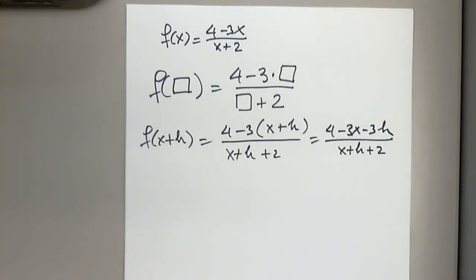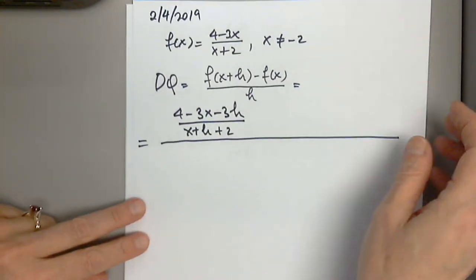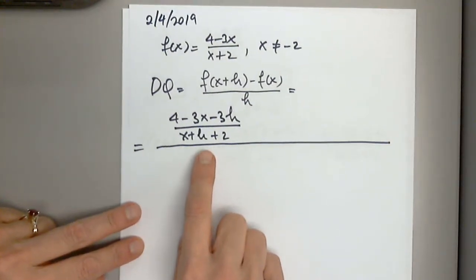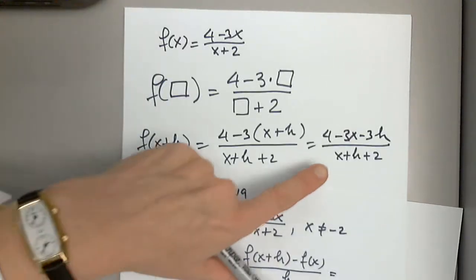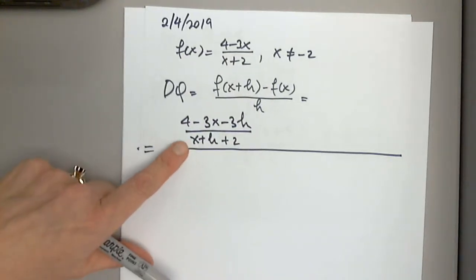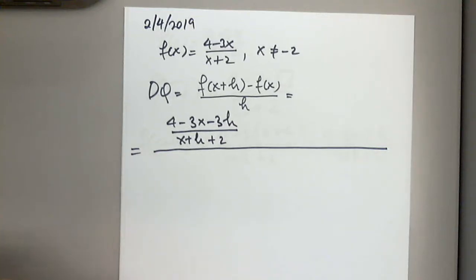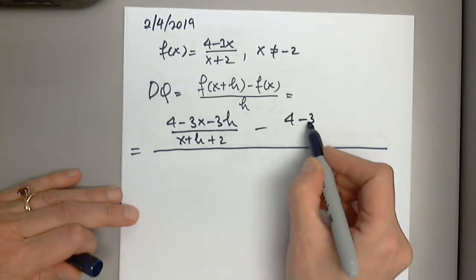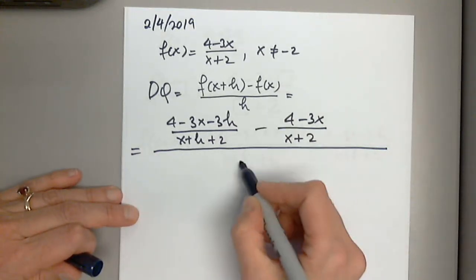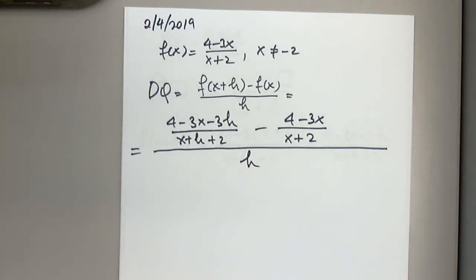So this is 4 minus 3x minus 3h over x plus h plus 2. Now, moving forward, is this clear forever? Okay, perfect. So then let's come back. Is this okay now, everyone? Yes, it's the same. It's right here. It's the same thing. It's what we just wrote. Minus 4 minus 3x divided by x plus 2, all divided by h.